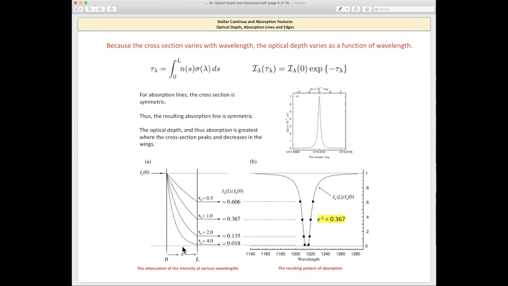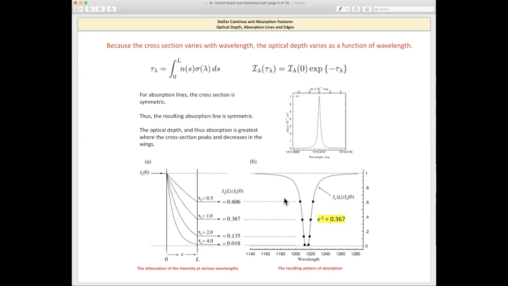And then you could be even closer to the center of the line core where the optical depth is 4. So these photons, 1, 2, 3, 4. So you can see the rate at which they attenuate. Not very many of them make it out the backside of the cloud, 0.018 relative intensity. And so you're down here in the line core.